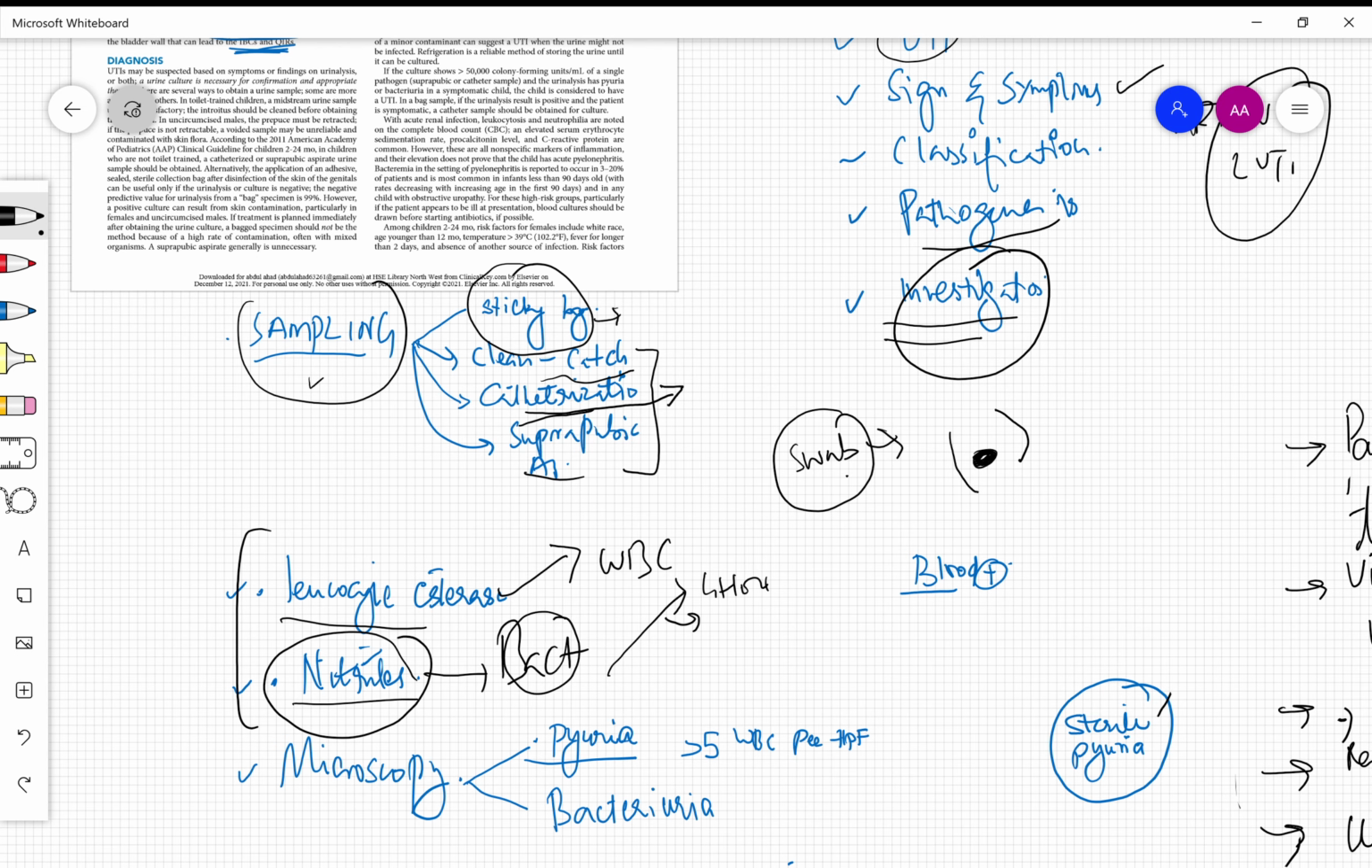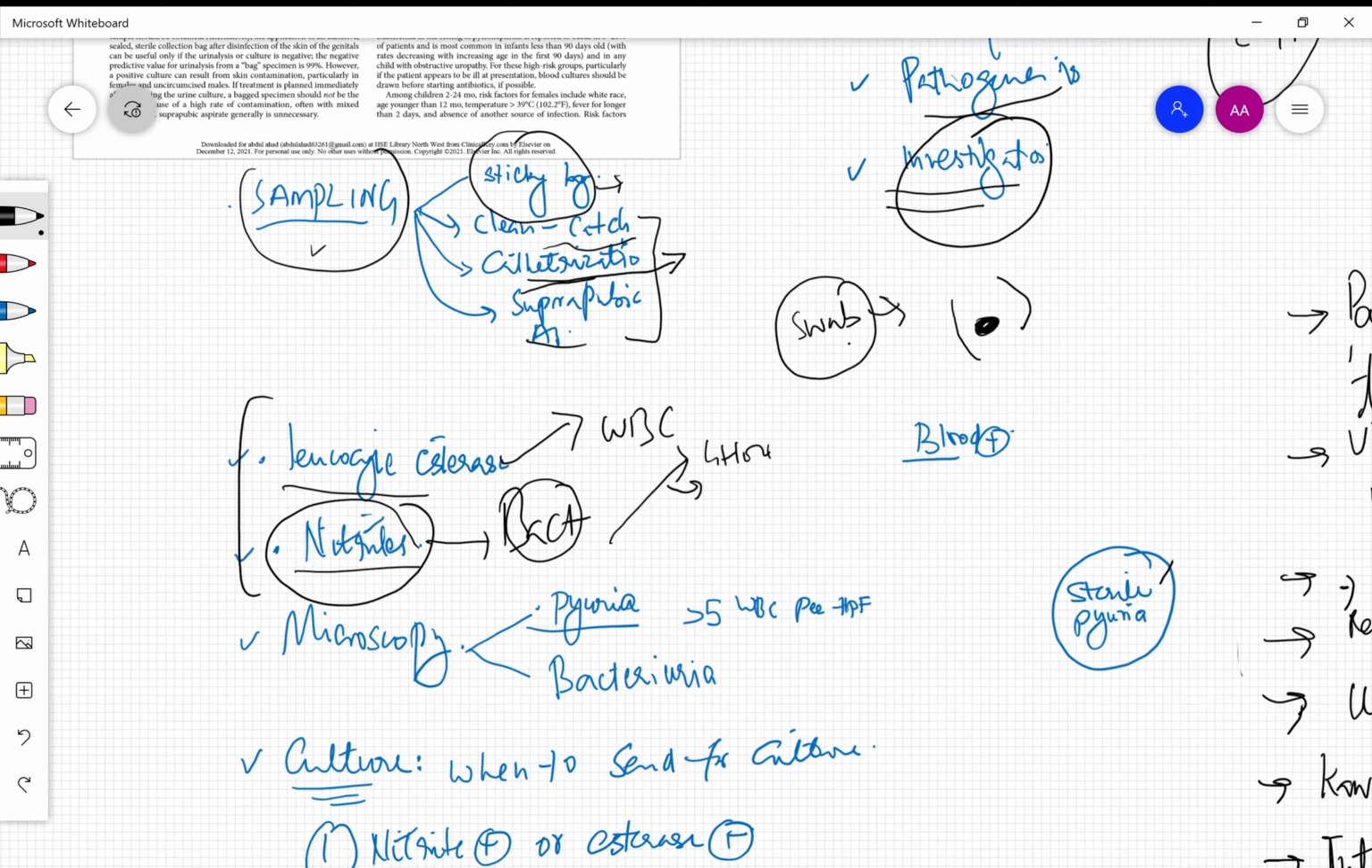Similarly, if there are certain bacteria which do not metabolize nitrates into nitrites, it will be negative.